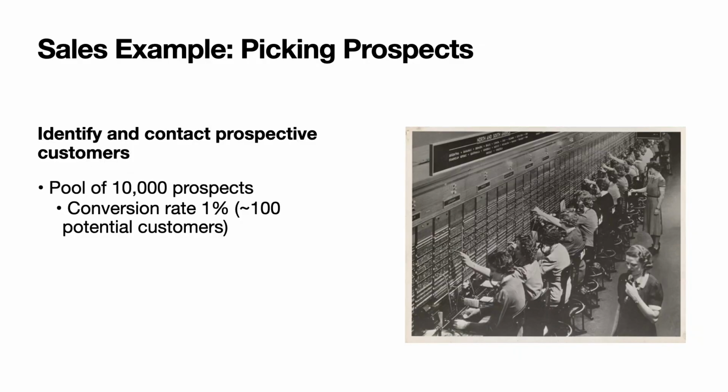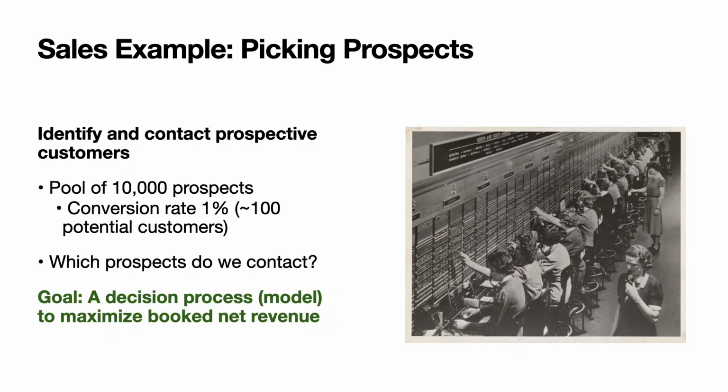Conversions are fairly rare, so out of a pool of 10,000 prospects, you'd expect around 100 conversions if you contacted them all. Your goal is to develop a decision process for selecting which prospects to contact, based on demographic and other data, in order to maximize booked net revenue.